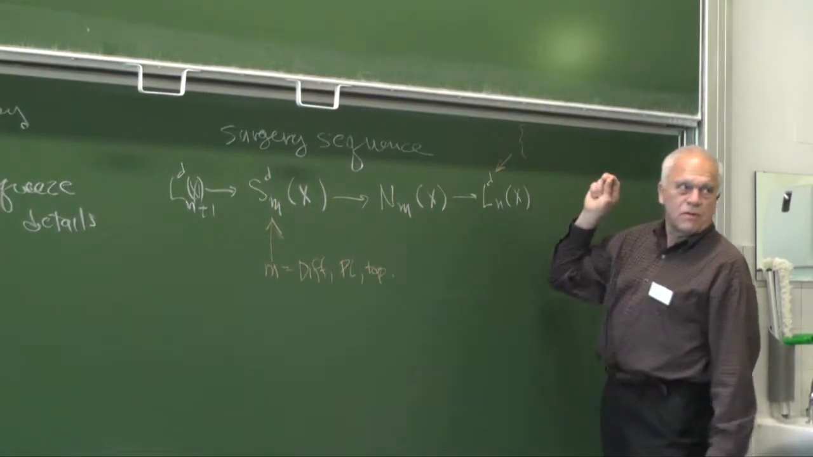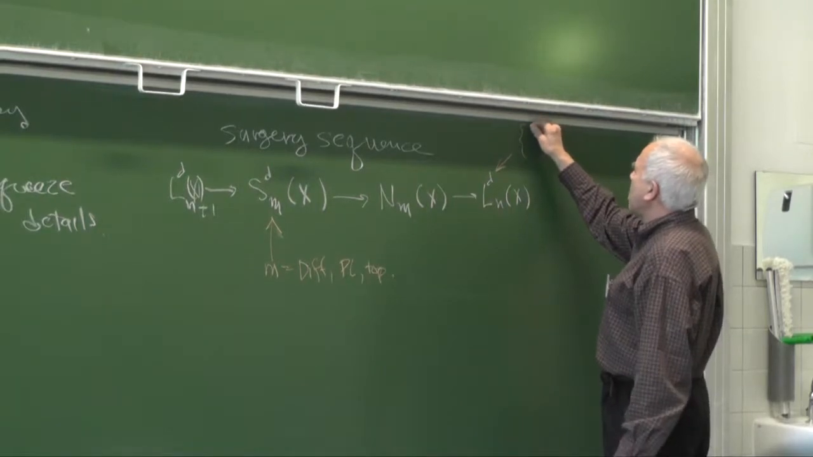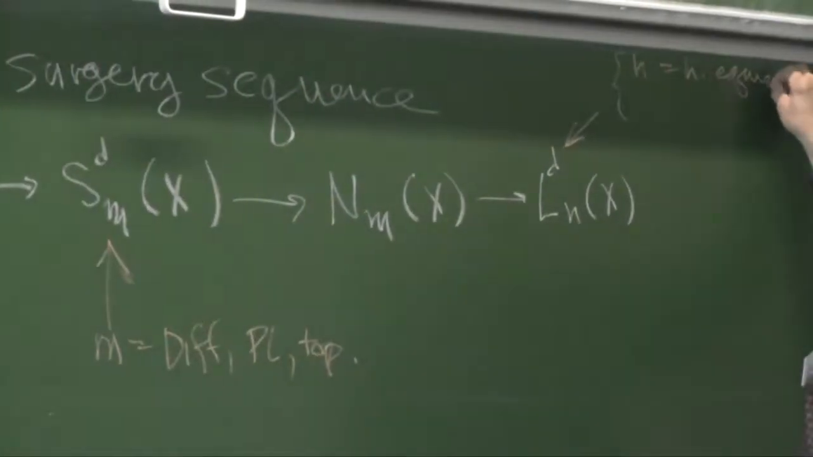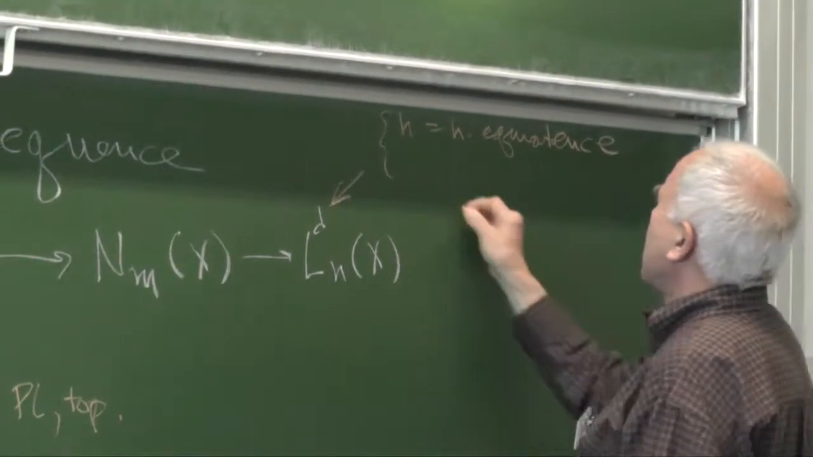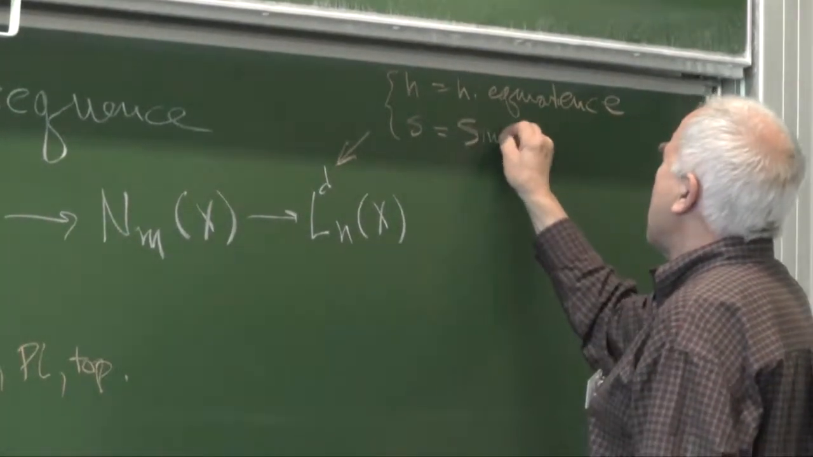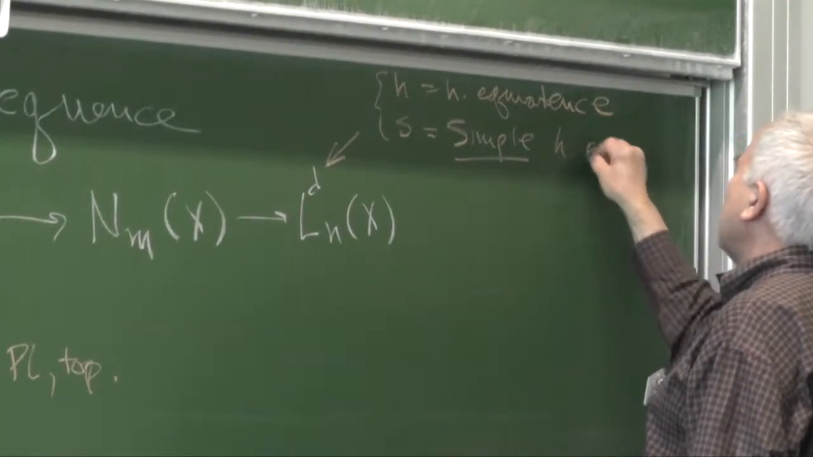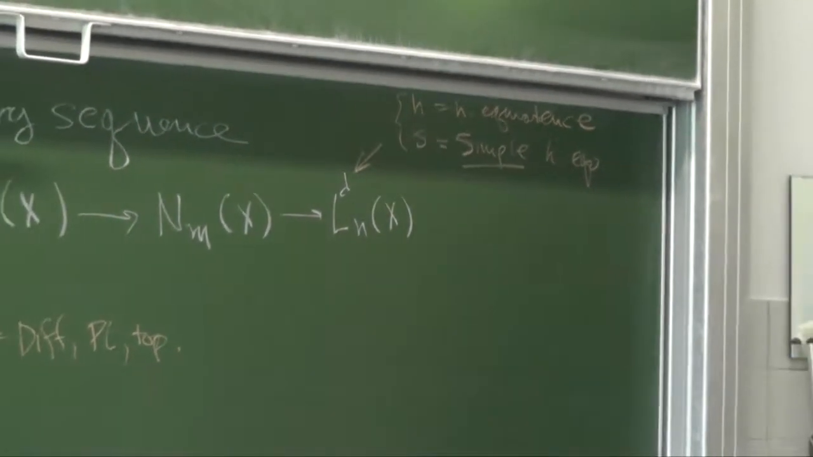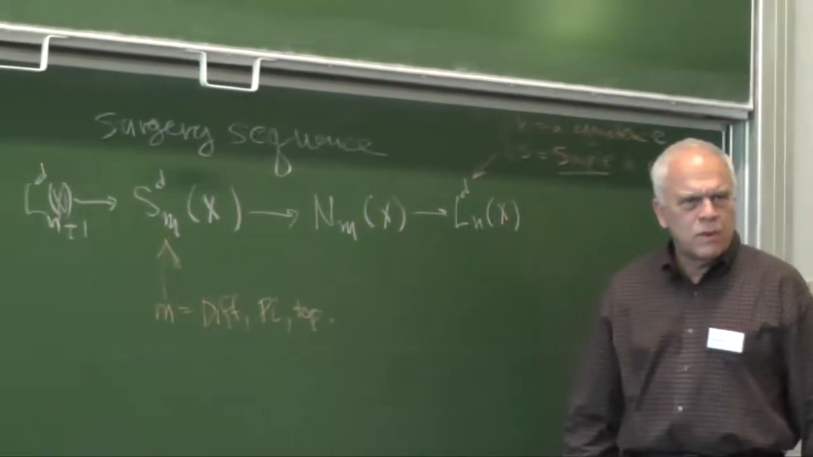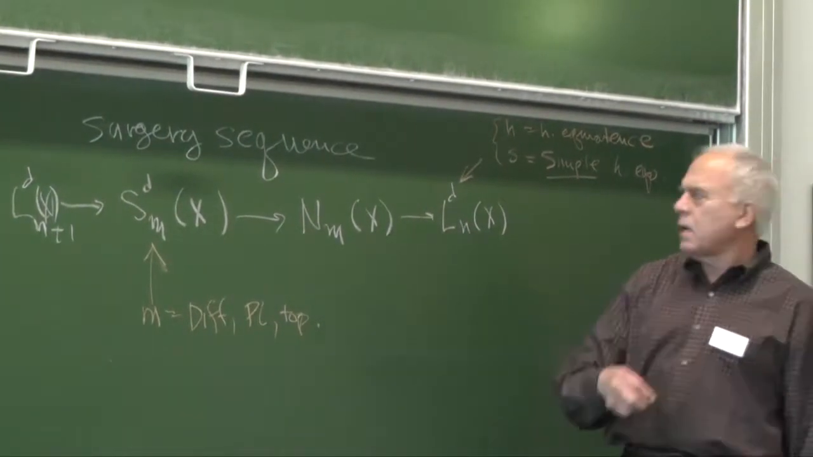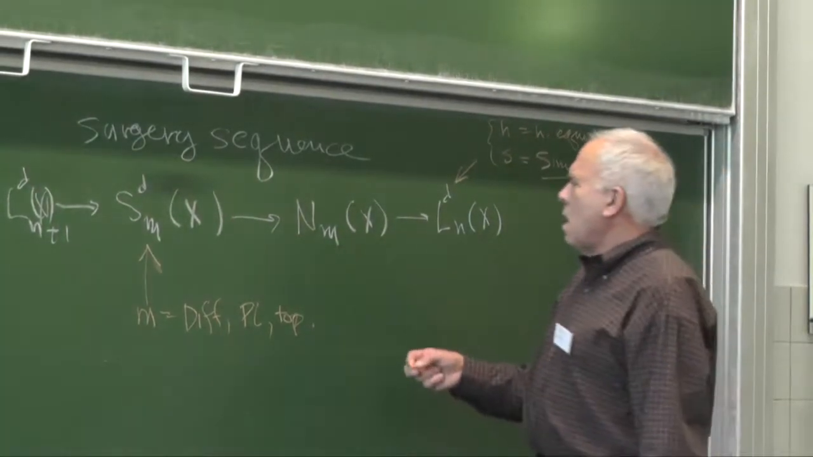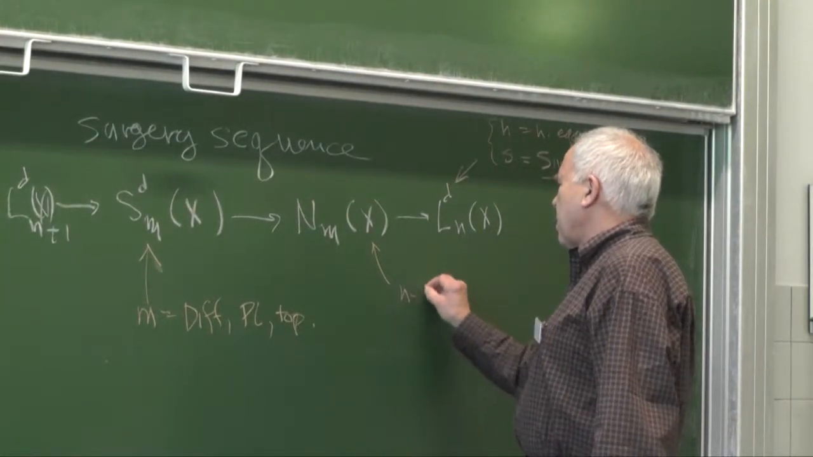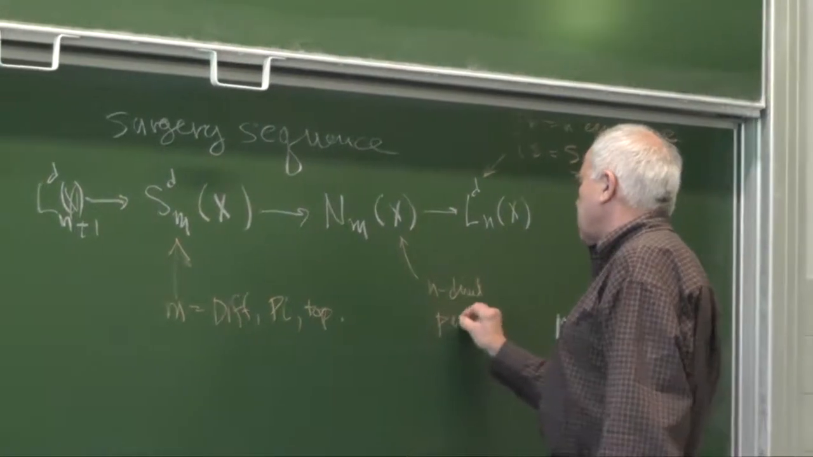It has two flavors in the usual formulation. H means homotopy equivalent, and S means simple. Homotopy equivalent. So somewhere in here there will be some homotopy equivalences, and the decoration indicates whether they're simple homotopy equivalences or just homotopy equivalences. X is an n-dimensional Poincare complex.